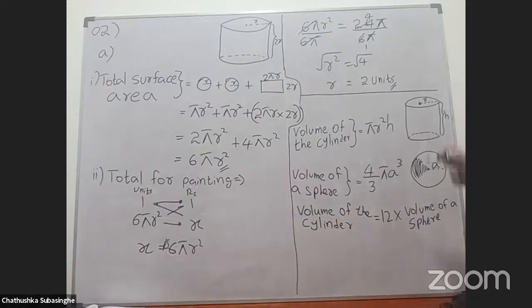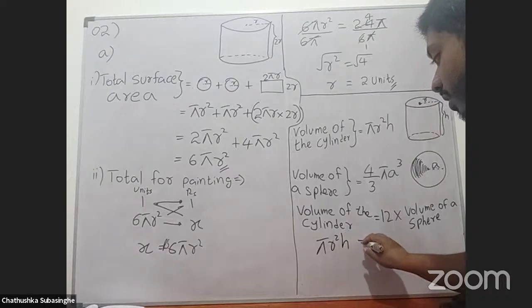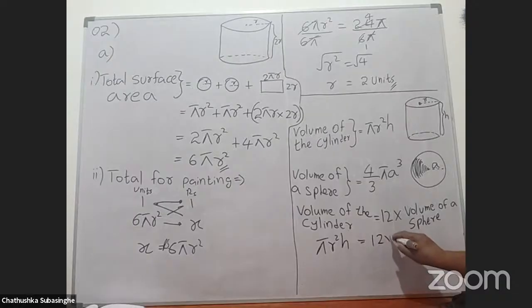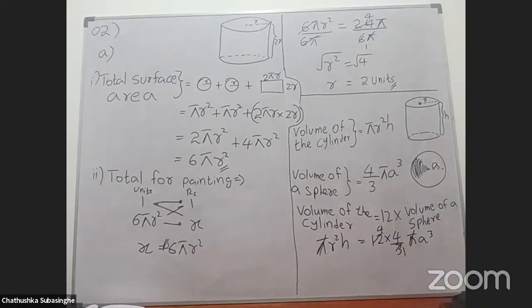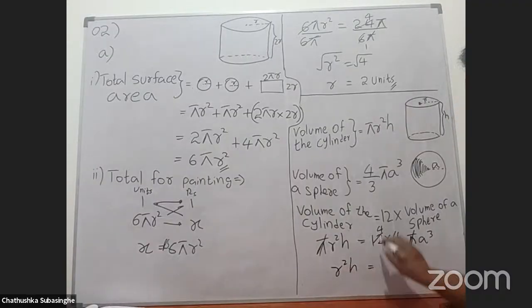Okay, so now let's make them equal. So we have pi r squared h equals, this side we have 12 times 4 over 3 pi a cubed. So 3 times 1, 3 times 4. Now this side pi and this side pi can be cancelled off. Why? I can divide this side by pi, this side by pi, so pi and pi get cancelled off. So I'm left with r squared h equals 4 times 4, 16 a cubed.